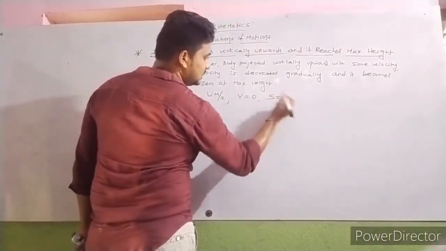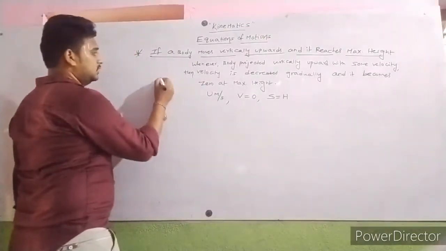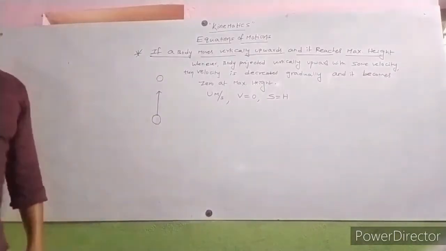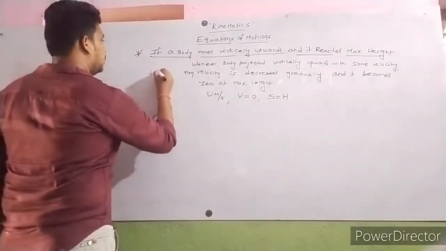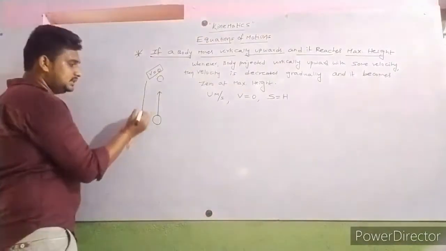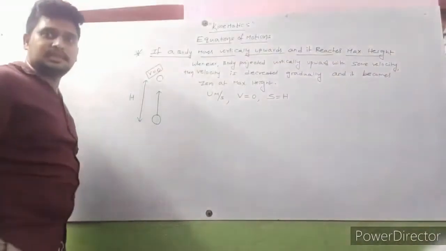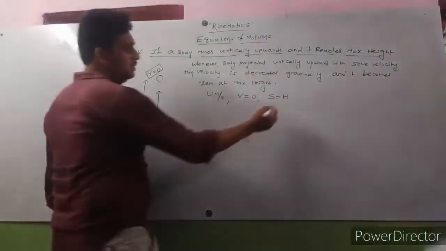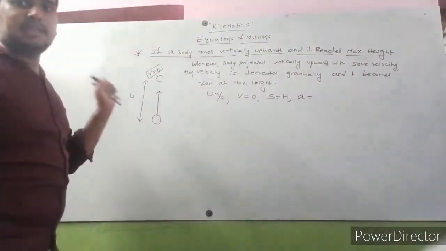The distance traveled is h. For example, the stone reaches here. At this point the final velocity is 0, and this distance we consider as h. So now, the acceleration we want.